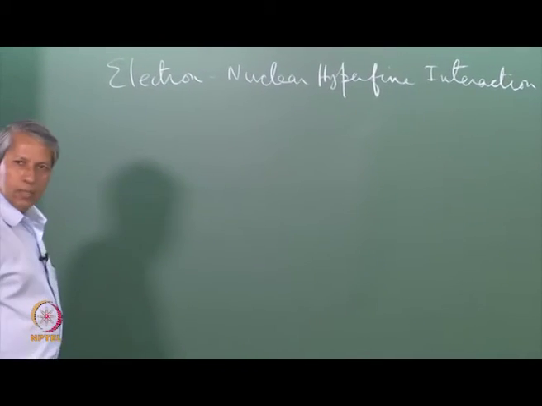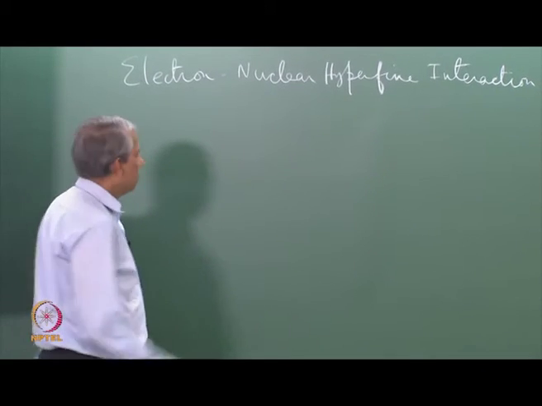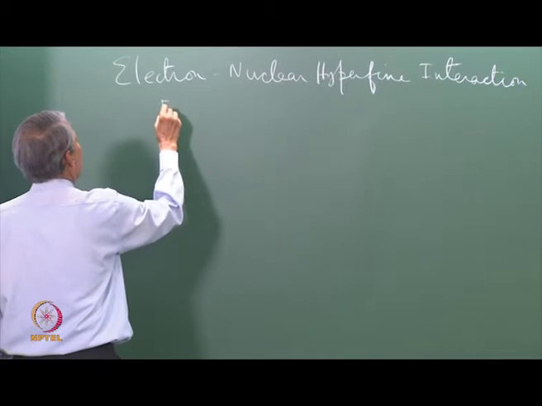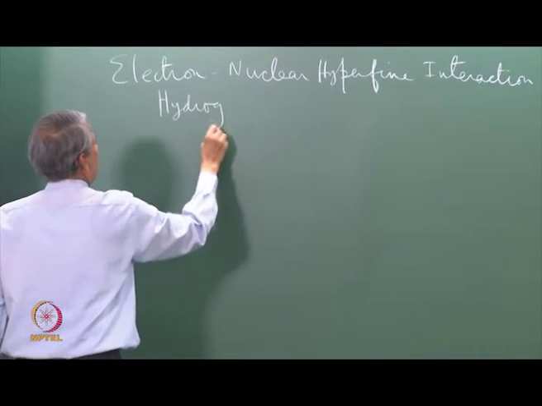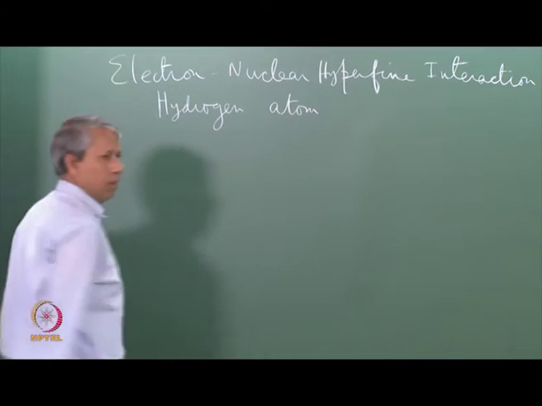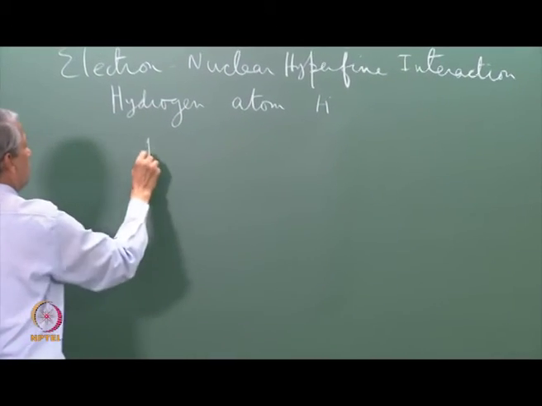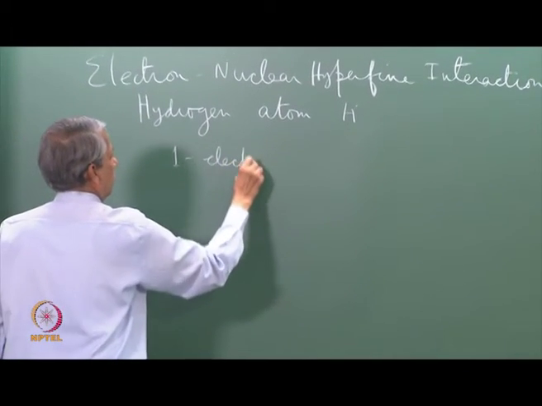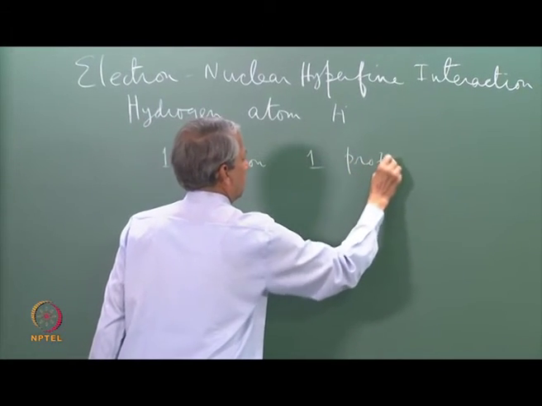So, for that let us take the simplest possible system you can think of, which is a free radical, a hydrogen atom. It has one electron, of course, and one proton.